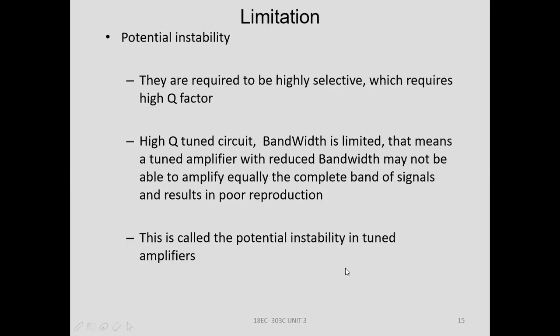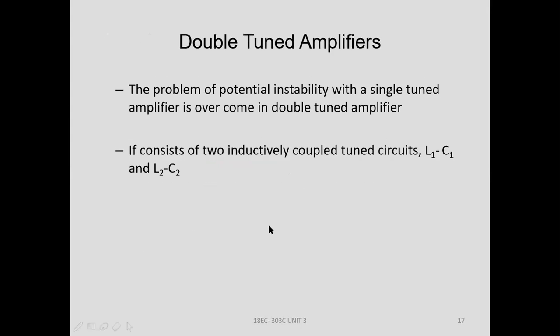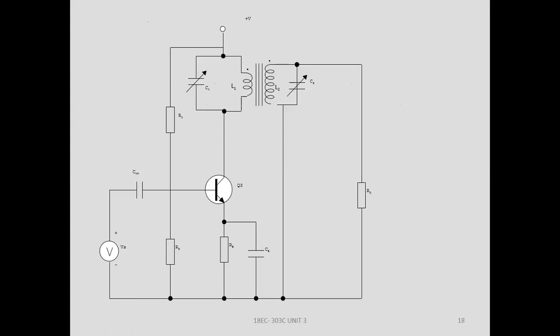This drawback is avoided in the double tune amplifier. The name itself says that it has two tuned circuits. The problem of potential instability with a single tune amplifier is overcome in the double tune amplifier. It consists of two inductively coupled tuned circuits, L1C1, one inductive tuned circuit, and L2C2, another inductive circuit. This is the double tune circuit.